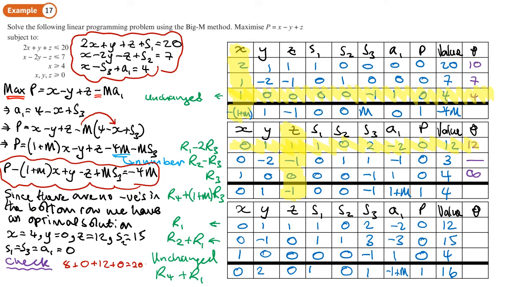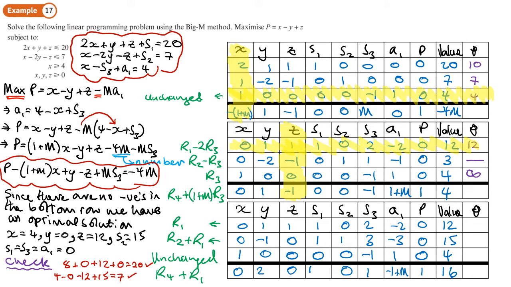Okay, so that's correct. So if I look at the second one, x, which is 4, minus 2y, so that's 0, minus z, so we're minus 12, plus S2, so plus 15, and that equals 7, so that's correct. Then the last one, we will have 4 minus 0 plus 0 is 4, so that also is correct. It satisfies all the equations, so that's useful.